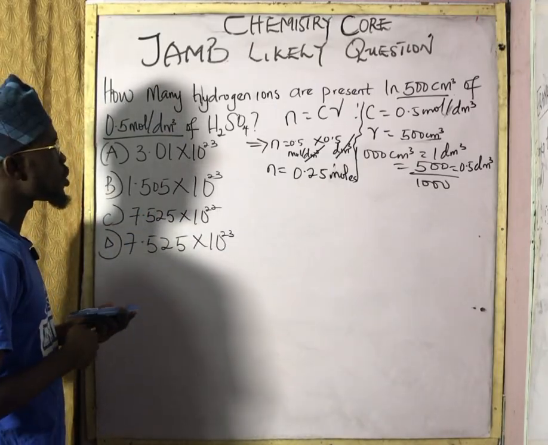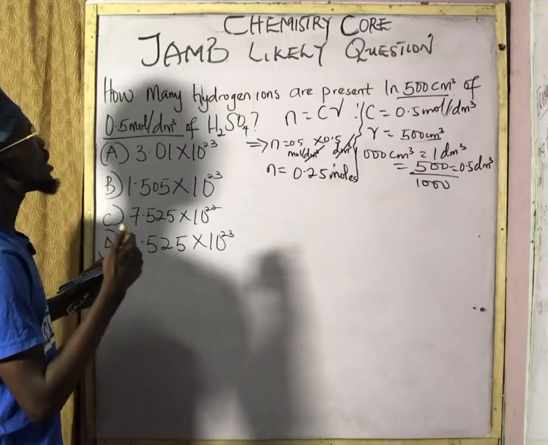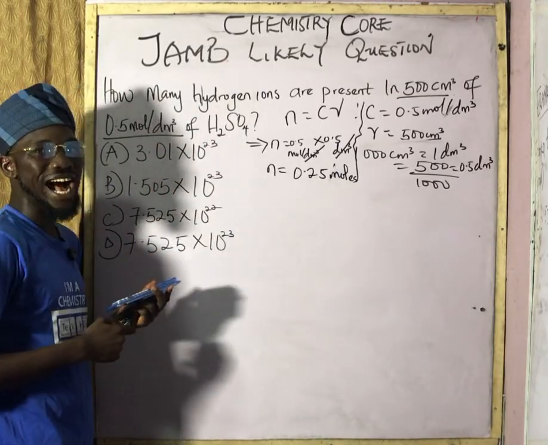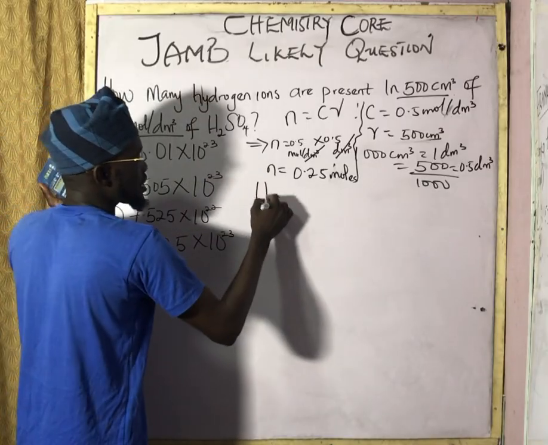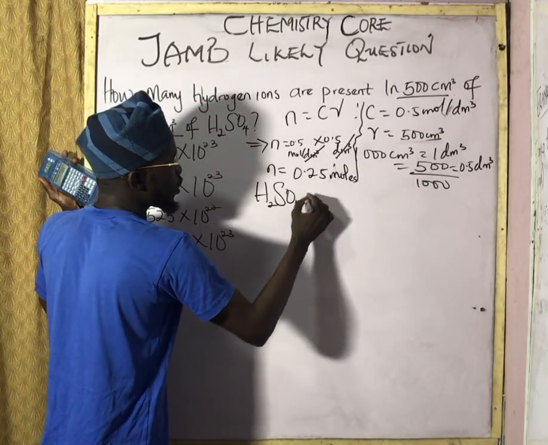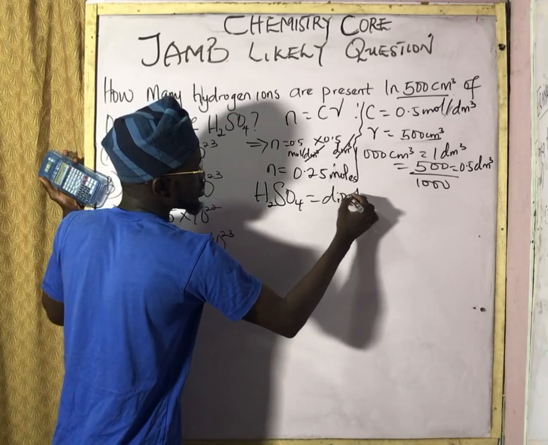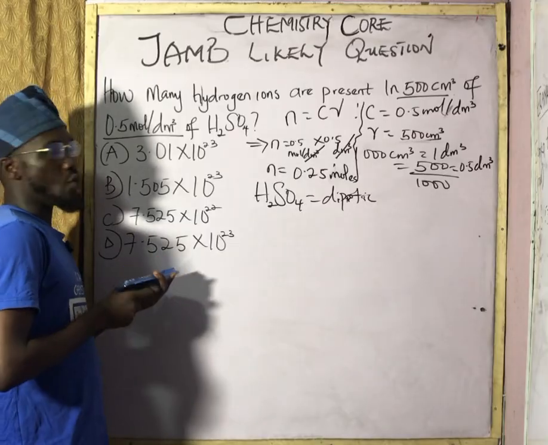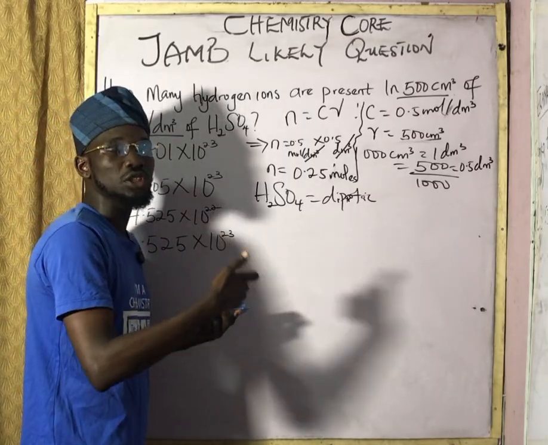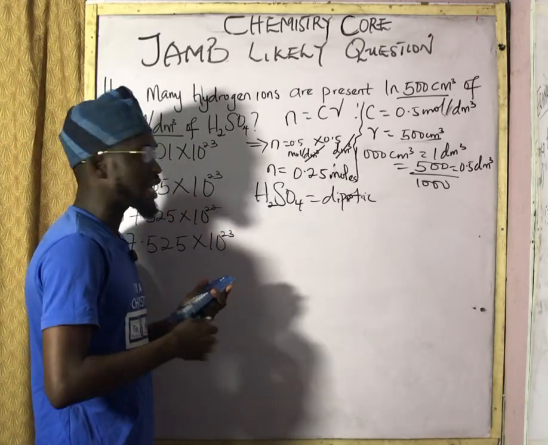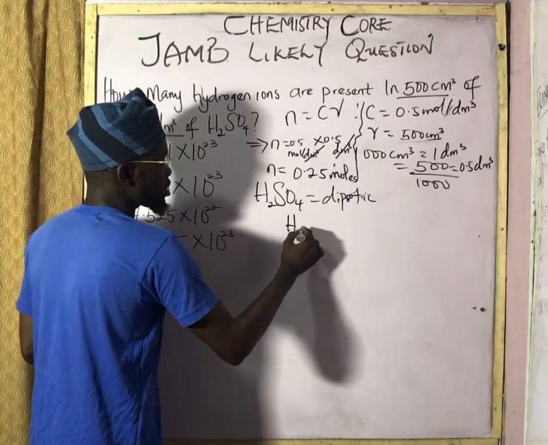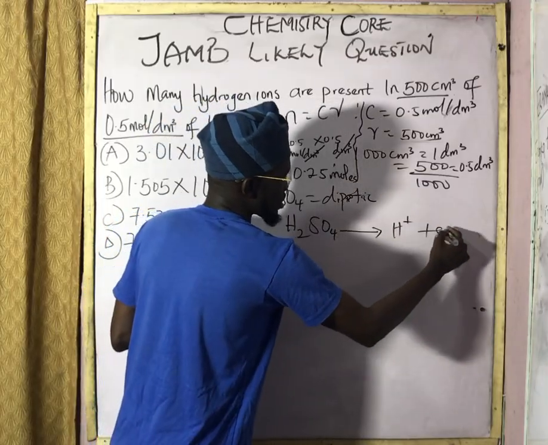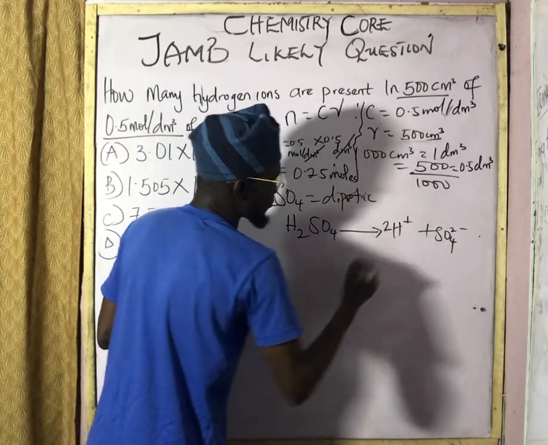Now, for us to continue, we need to write out the illustration, or the ionic equation, of sulfuric acid. Mind you, sulfuric acid, H2SO4, is diprotic. That is, one molecule of this will dissociate to give us hydrogen ions. So now we have this: 2H+ plus SO4 2-. We have 2 mole.